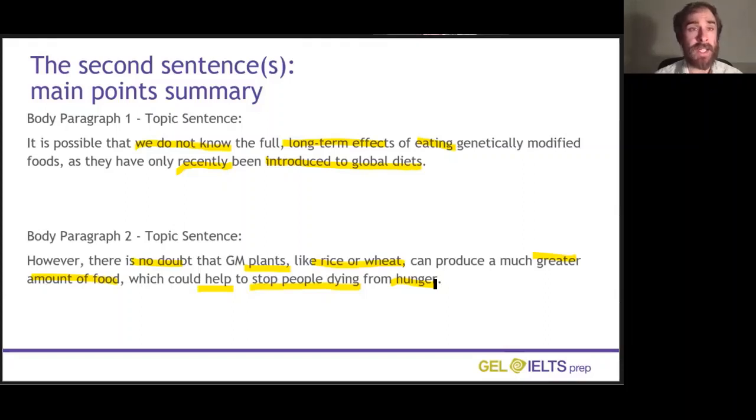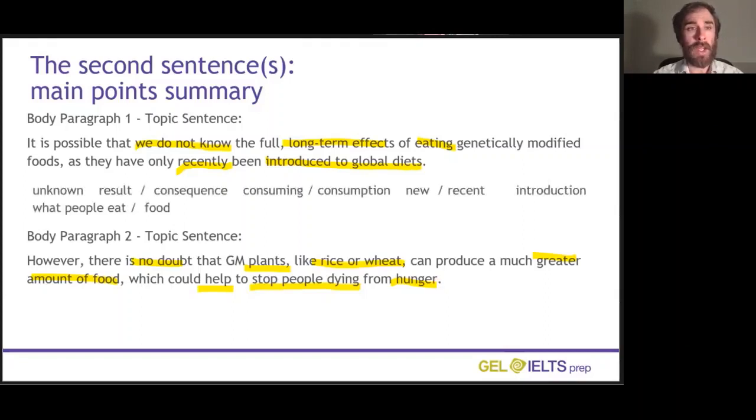paraphrase. We need synonyms. So for body paragraph 1, we have unknown for do not know. Long-term effects, we could say result or consequence. Eating, consuming, or the consumption of. Recently, we could say recent as an adjective or just new. Introduced to, the introduction of. And global diets, what people eat or the food that people eat.